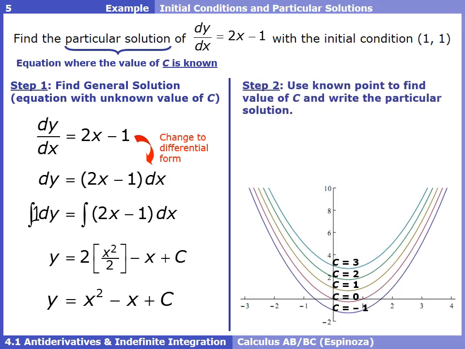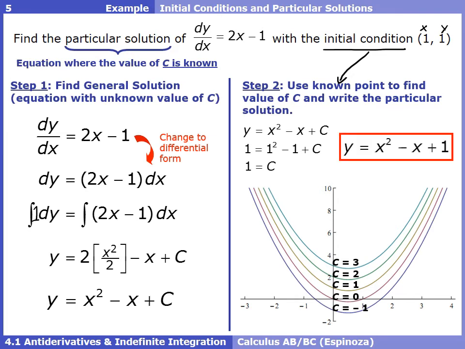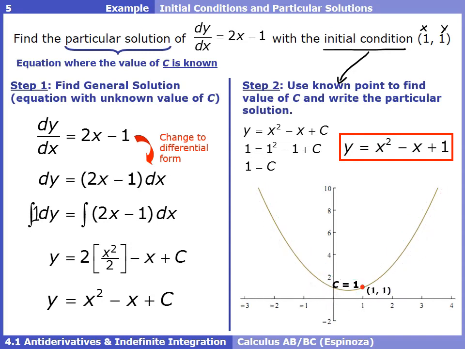So in step 2, we have to use the known point. An initial condition is just a, I guess, more complicated way of saying it's our known point. So of course this is our x and this is our y, so we can take those two values and just plug them in. When you do the math, we'll find that c was equal to 1, so the original function, or the antiderivative, or in this case the particular solution, is x squared minus x plus 1, which means it was this parabola right here. It's the parabola that goes through the point (1, 1), or in other words, a c value of 1.